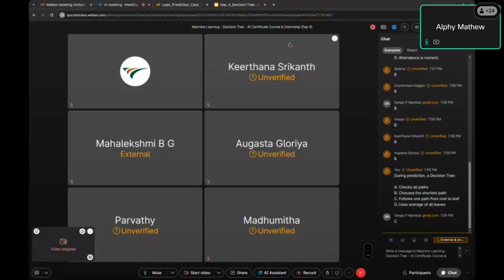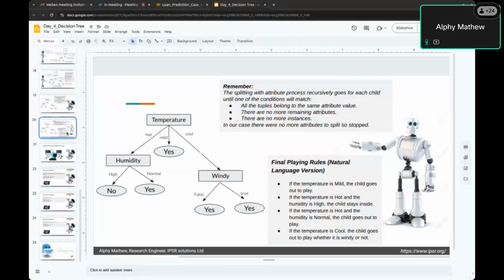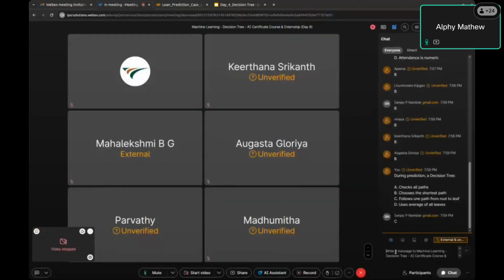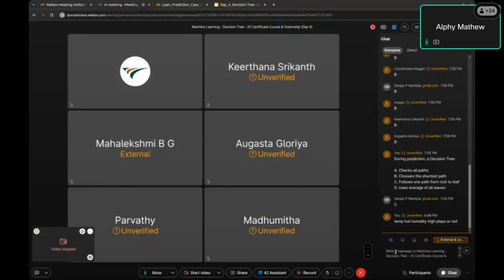C is the correct answer. I think you may be confused with the question. It's very simple. If you have a decision tree, how will you predict? Suppose our input is like temperature is hot and humidity is high. This is our input. We need to predict whether the child plays or not. This is our scenario. Then this is the new input we need to predict.